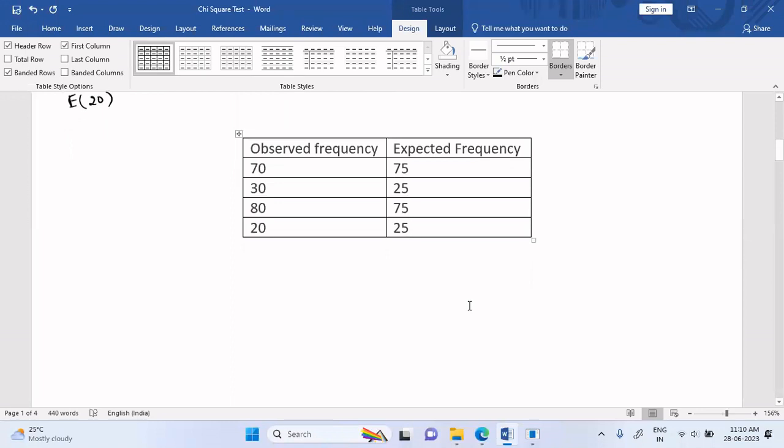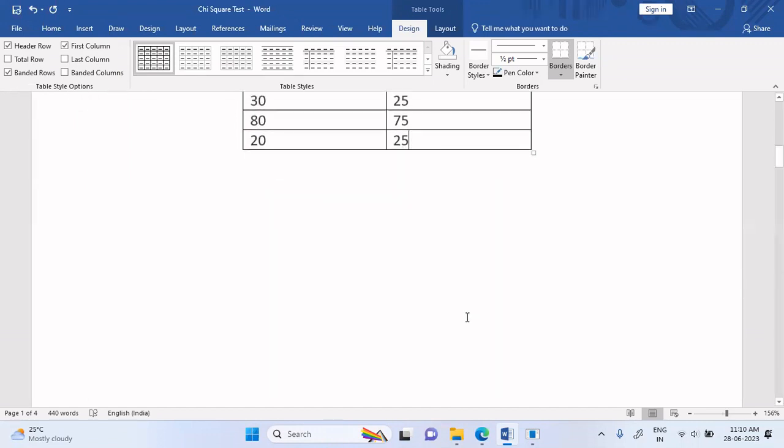So coming to the next step, compute the chi-square statistic. Calculate the chi-square statistic by summing the squared differences between the observed and expected frequency for each cell, divided by the expected frequency. This is done for all cells in the contingency table. So coming to the next step, we need to calculate the chi-square value. For this, we need to construct a table.